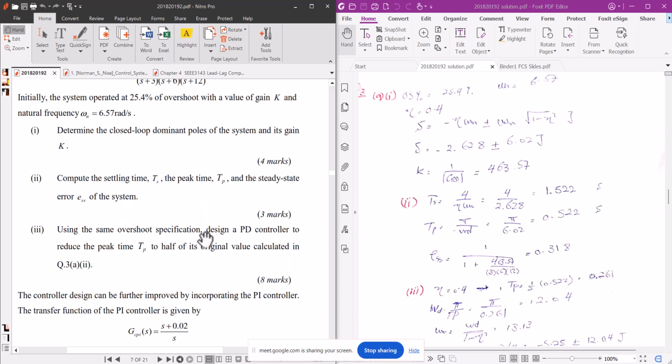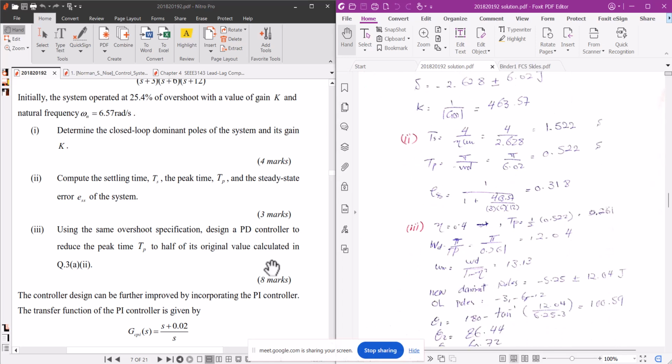Okay, so same overshoot means zeta is 0.4, and design a PD controller to reduce the peak time to half of its original value. Peak time, what was the peak time? It was 0.522 second, divided by 2, you will get 0.261 second. Okay, now the formula is TP is pi over omega d.